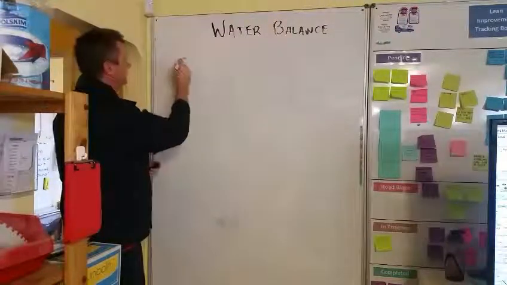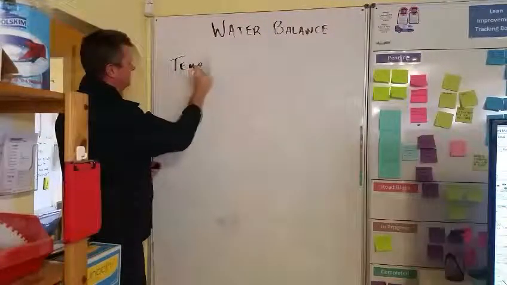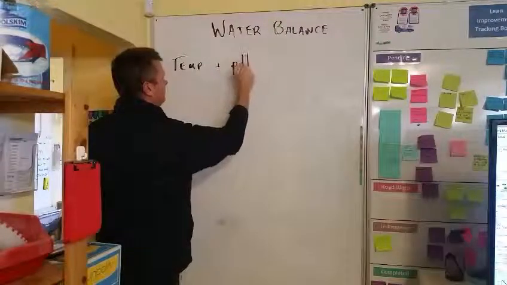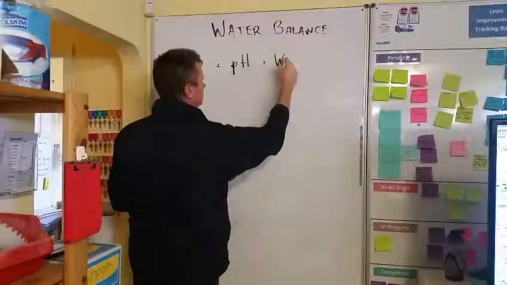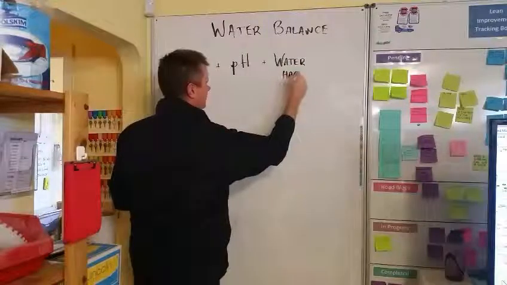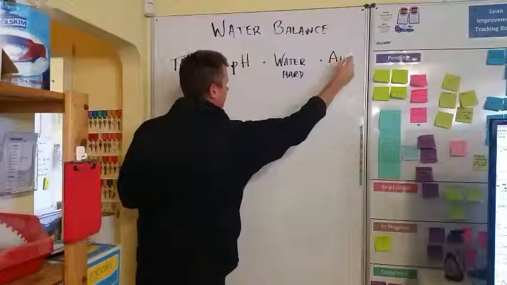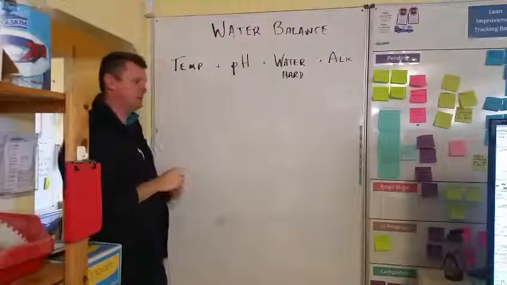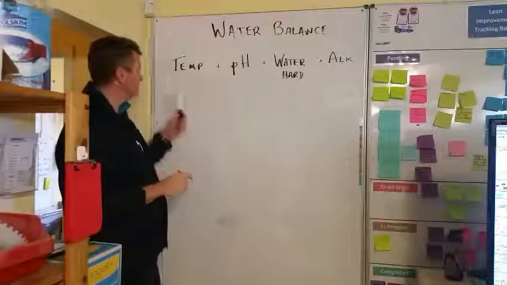So water balance is the relationship between temperature, pH, water hardness, and alkalinity. It's got nothing to do with chlorine levels, stabilizer, salt, anything else that's in the pool. It's purely these.